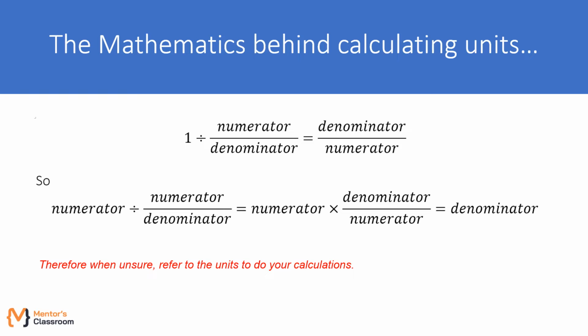Now, let's have a look at the mathematics behind calculating units. When we were learning about fractions, we were told that when 1 is divided by a fraction, numerator over denominator, then we basically get the reciprocal of that fraction, right? The denominator and numerator will swap places. So the following equation here is written in symbolic terms, okay? The numerator divided by numerator over denominator equals the numerator multiplied by the reciprocal of that fraction, and because these cancel out, we end up with the denominator by itself. So in this way, whenever we're unsure about something, we can refer to units to do our calculations.